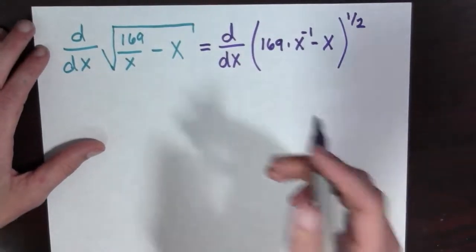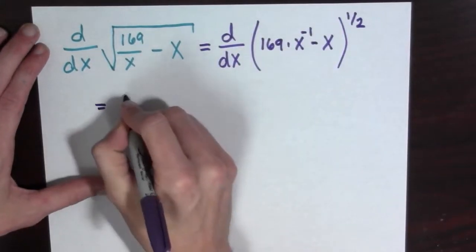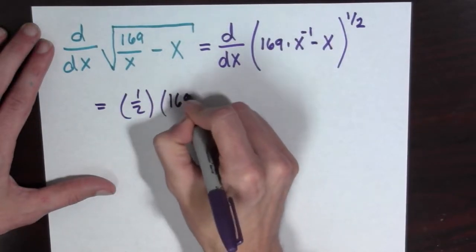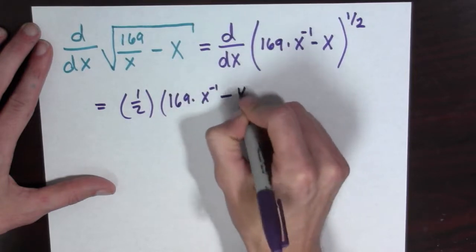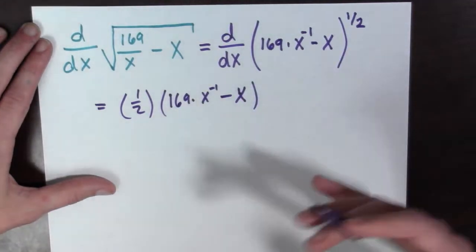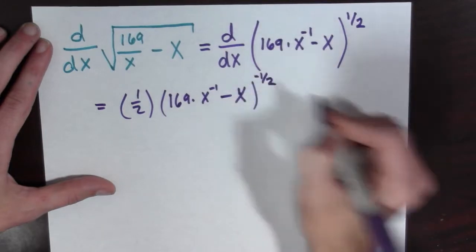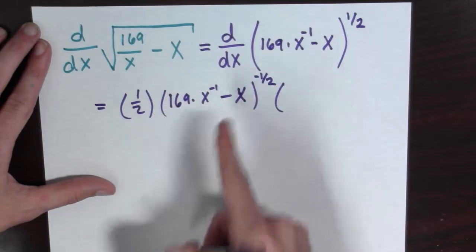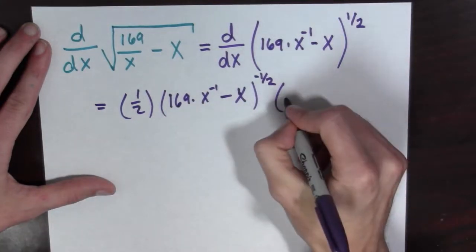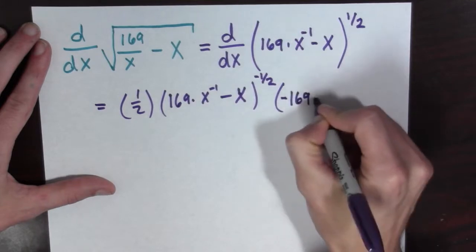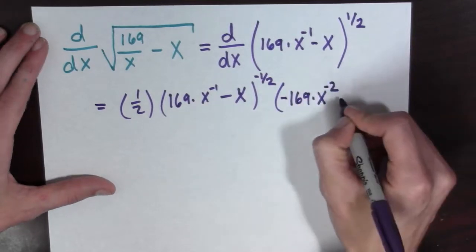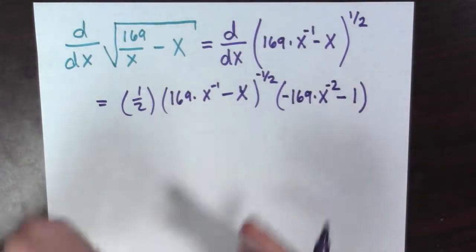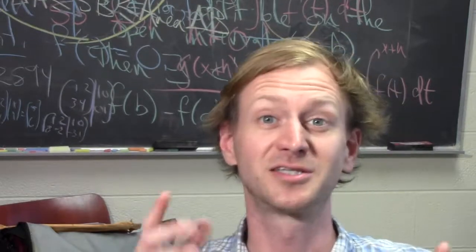So let's go ahead and use the chain rule. I'll take the derivative of the outside. This is equal to 1/2 times, well, whatever's inside, 169 times x to the minus 1 minus x, all raised to 1/2 minus 1, so that's to the minus 1/2 power, multiplied by the derivative of the thing on the inside. So let's see, this is going to be minus 169 times x to the negative 2, and then the derivative of minus x is just negative 1. And let's stop there. Done.